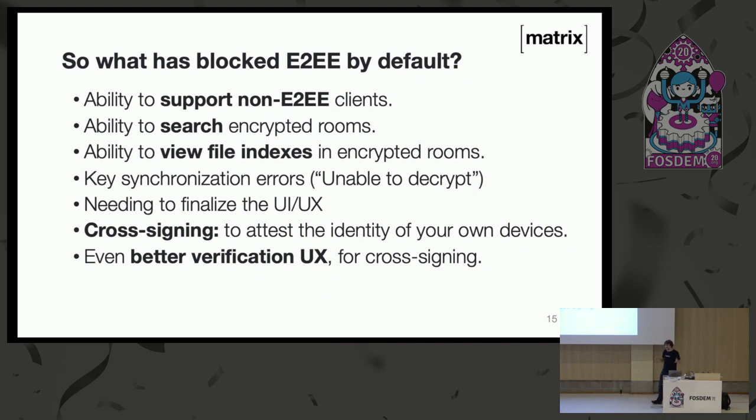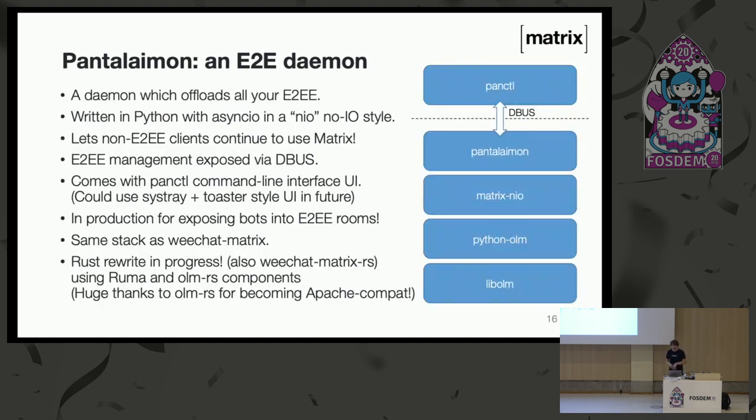Cross-signing, absolutely critical, as everybody in this room knows. It's really annoying in Matrix when somebody joins a conversation with a new device because you have to verify it. What if they could attest to their own device so you verify a user once and you don't have to keep verifying their other devices? And finally, even better, verification UX. So not just the overall UX, but specifically making this as easy and smooth as possible.